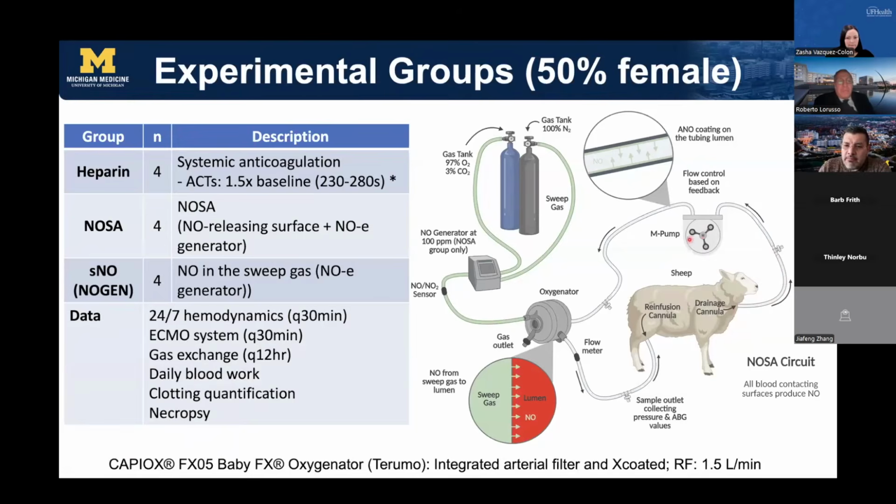So we're going to start, we put a drainage cannula in the jugular vein. We have the M pump, which is a collapsible roller pump, goes into an oxygenator. The oxygenator is the Capiox FX baby from Terumo. Important things here: it's an oxygenator not made for ECMO. It has an integrated arterial filter of 32 microns, and it's X-coated, rated flow 1.5 liters. So we know we're going to induce thrombosis no matter what. That was the whole point. Then in the oxygenator, one group, which is the NOgen, had 100 ppm from our generator into the sweep gas, and then return back into the femoral vein. So this is dual cannulation VV ECMO.